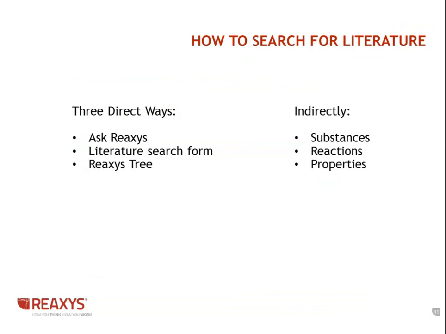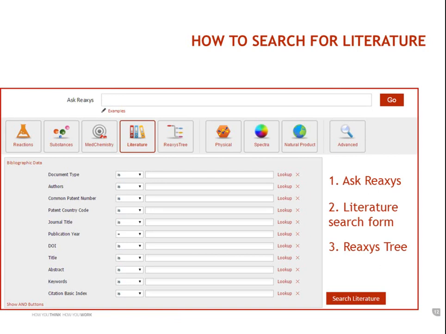How to search for literature. There are three direct ways to a list of citations: Ask Reaxys, the literature search form, and the Reaxys tree. Of course, you can indirectly find citations by searching for substances, reactions, or properties. Here's where they are located on the Reaxys start page.